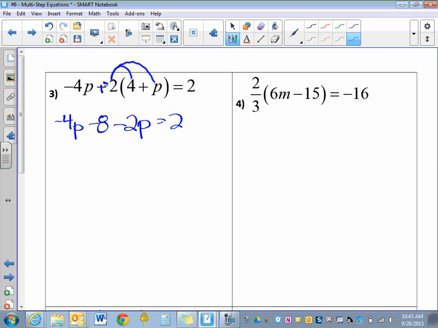Alright, so now we need to combine our like terms. Alex, what can I combine together here? Negative 4p, and what else? Good, and negative 2p. So negative 4p, negative 2p, that gives me negative 6p. And I still have my minus 8. I couldn't combine that yet with anything. There's nothing on the left side that I can combine with. Equals 2. Right, questions so far?